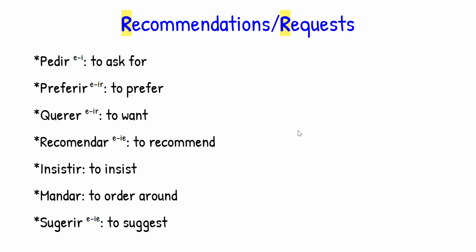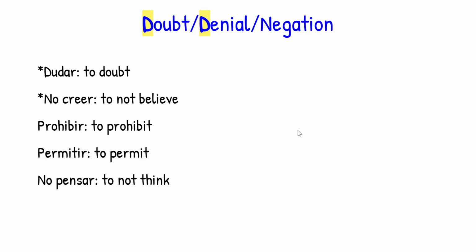Recommendations or requests. Pedir, preferir, querer, recomendar, insistir, mandar, sugerir. Notice that we've got a lot of stem changers in here. Doubt, denial, negation. Dudar, no creer, to not believe. If I were to use creer, well, I would not be using subjunctive. Okay? Prohibir, permitir, no pensar.